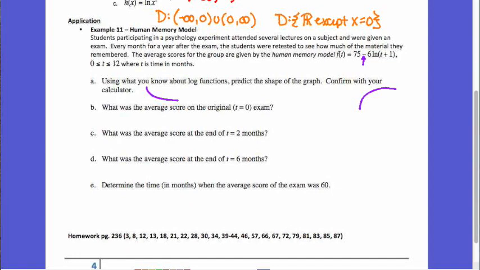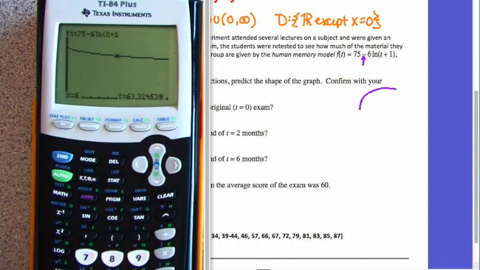All right, what was the average score on the exam when t equals 0? In other words, the very first time they took the exam. So we're going to press trace. We're going to type in a t equals 0 or an x equals 0, and obviously it would be 75 as your average starting score.